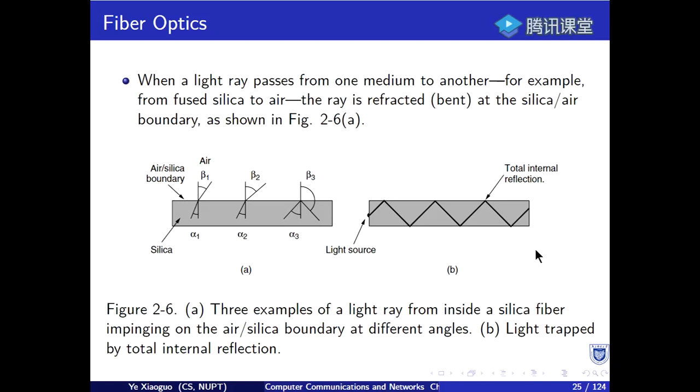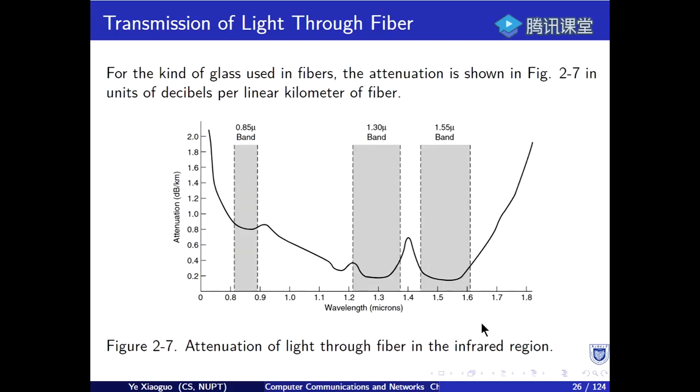When a light ray passes from one media to another, for example, from fused silica to air, the ray is refracted at the silica-air boundary, as shown in Figure 6A. For the kind of glass used in the fibers, the attenuation is shown in this figure, in units of decibels per linear kilometer of fiber.